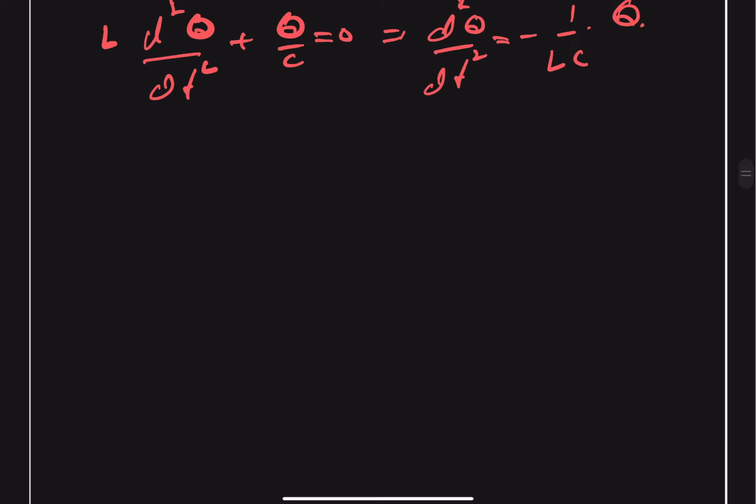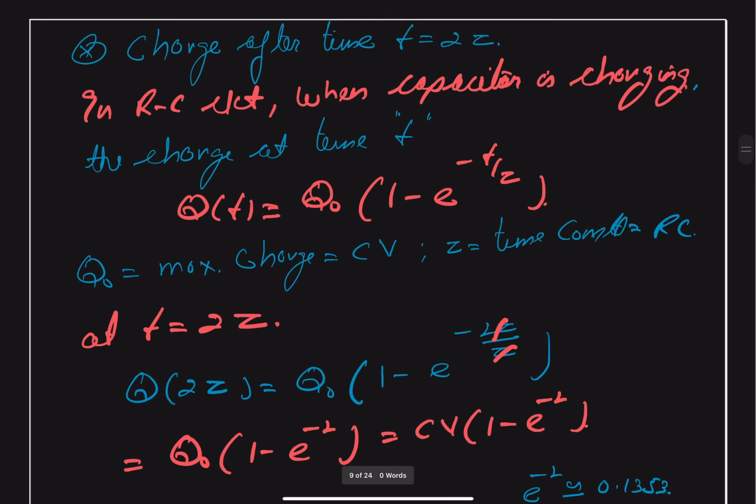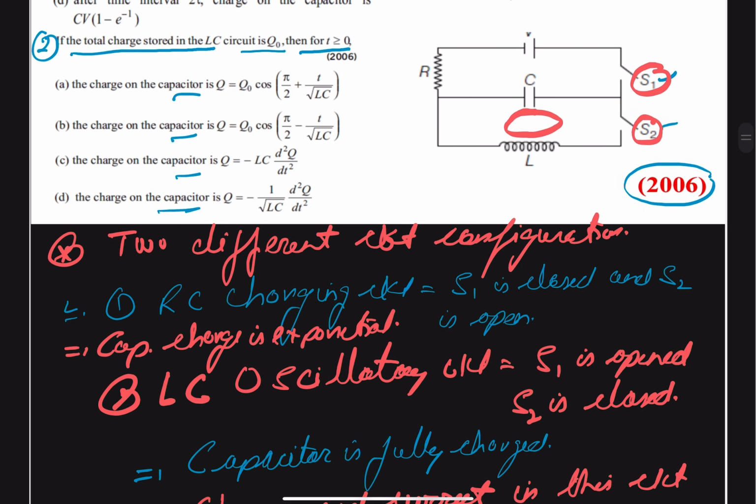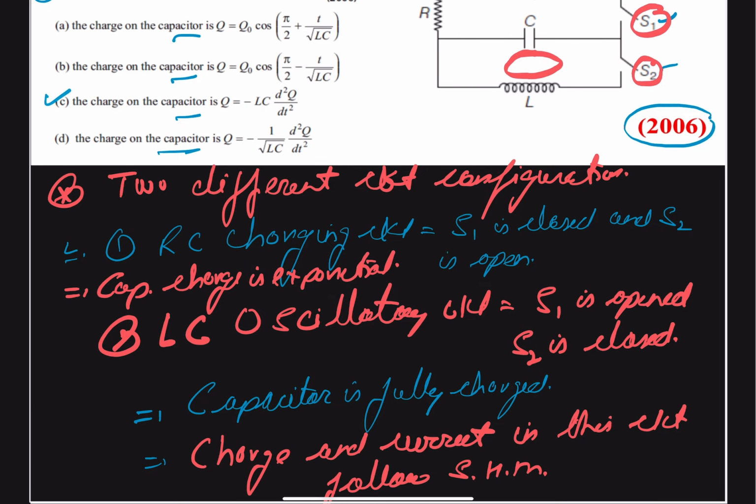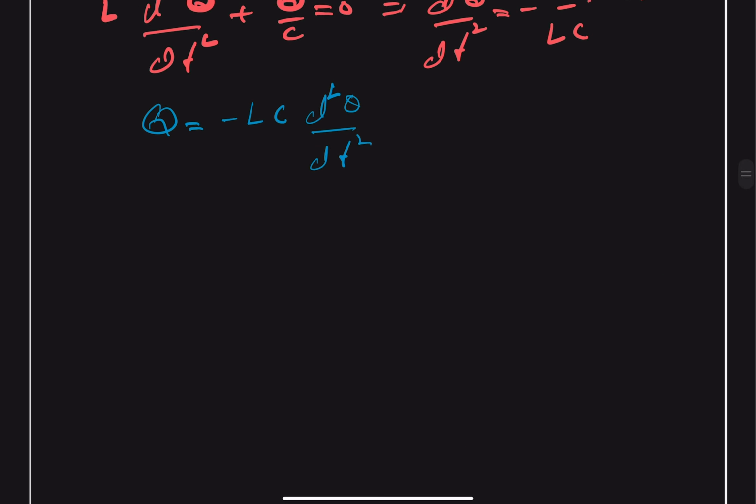We can find from here that the double derivative of charge with respect to time is equal to minus 1 upon LC times Q. Now this is a second order differential equation, and option number C is the correct one. Option C is correct.